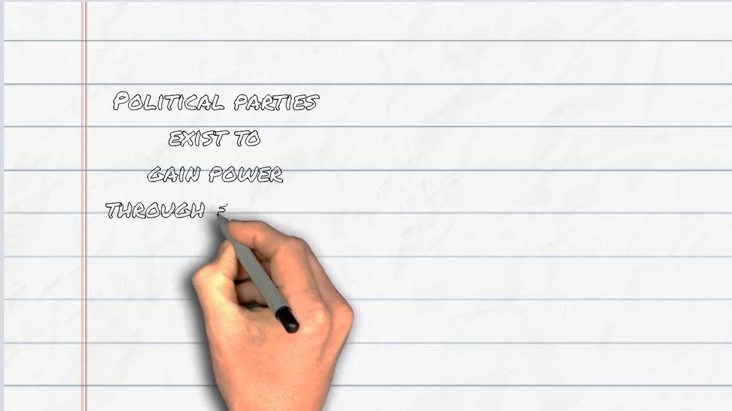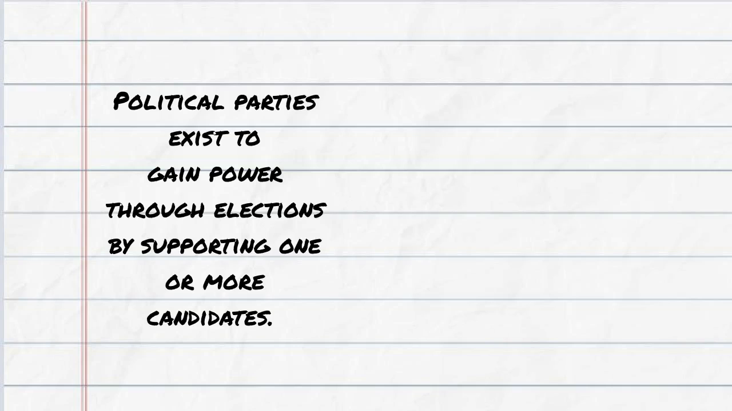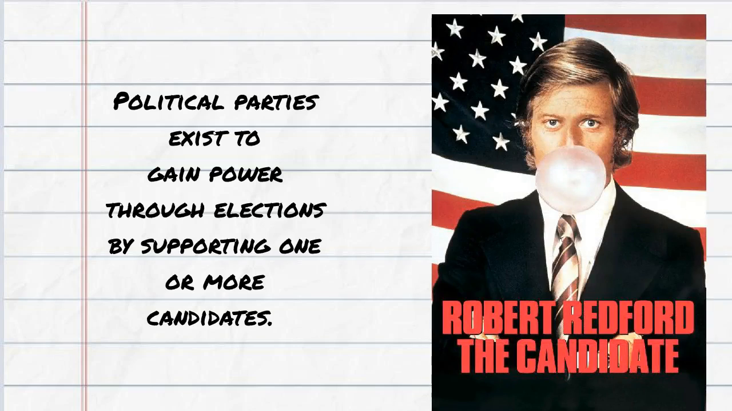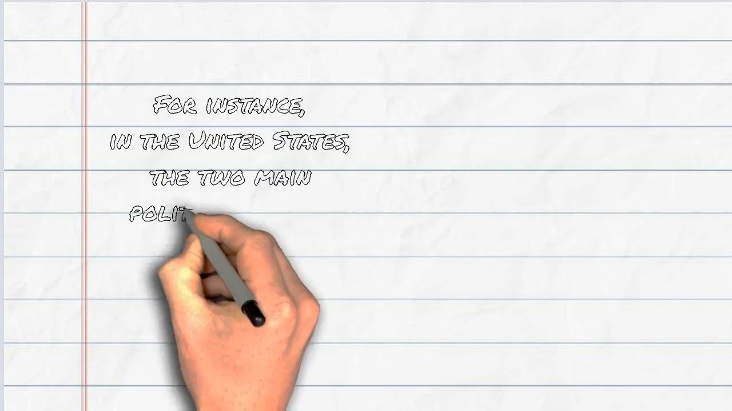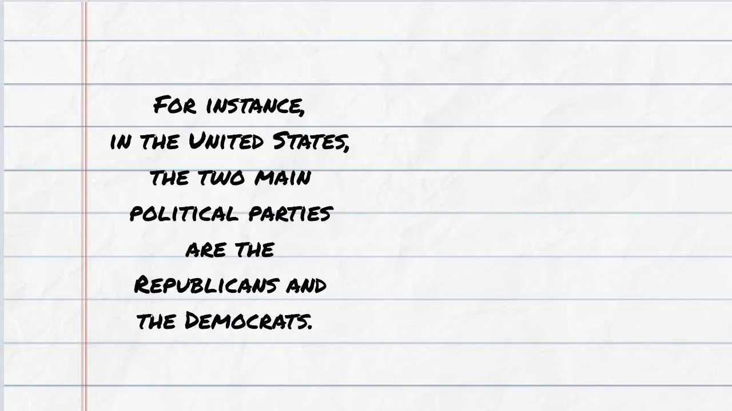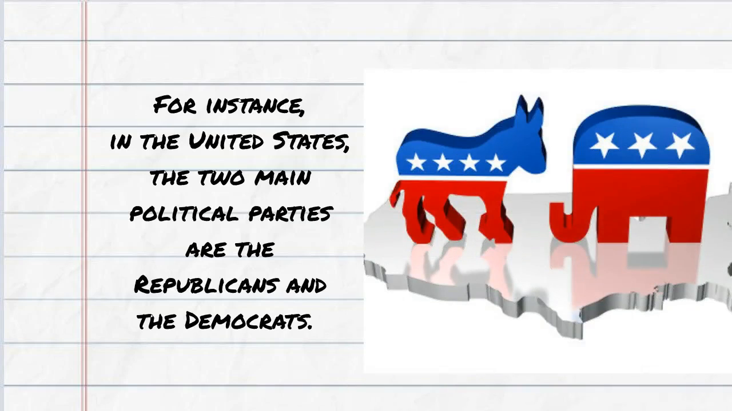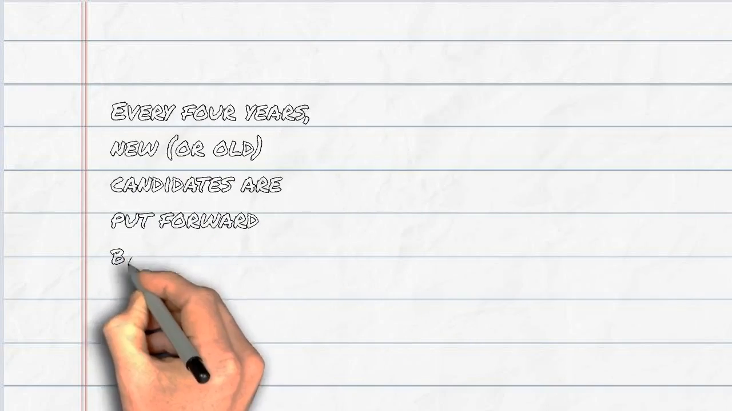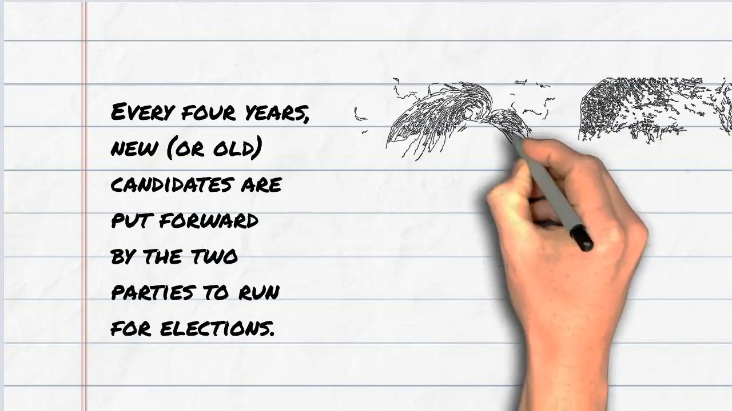Political parties exist to gain power through elections by supporting one or more candidates. For instance, in the United States, the two main political parties are the Republicans and the Democrats. Every 4 years, new or old candidates are put forward by the two parties to run for elections.